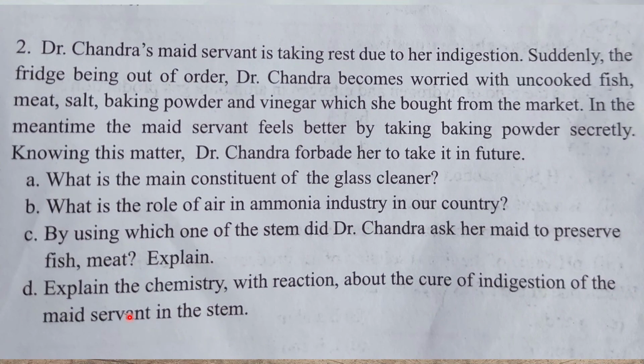Now question 2. Dr. Chandra's maid servant is taking rest due to her indigestion. Suddenly the fridge goes out of order, and Dr. Chandra becomes worried about the uncooked fish, meat, salt, baking powder and vinegar which she bought from the market. In the meantime, the maid servant feels better by taking baking powder secretly. Knowing this, Dr. Chandra forbade her to take it in future.